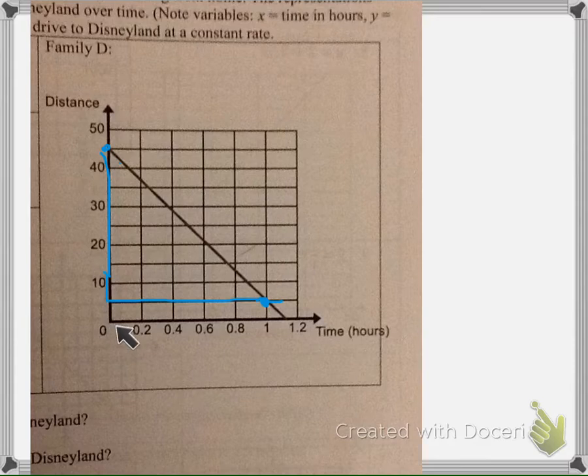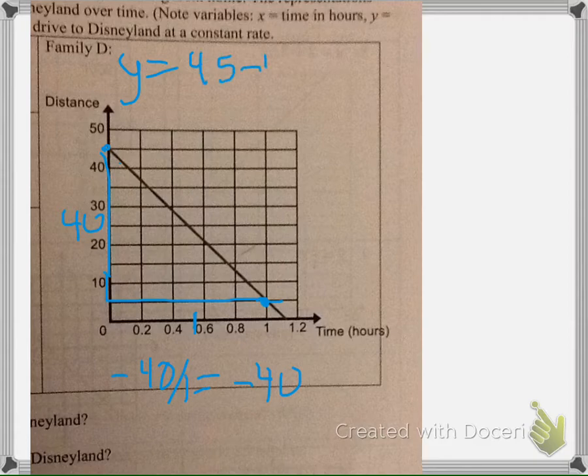So my x-axis is counting by 0.2 hours. So from 0 to here is 1 hour. 1, that's my run. And my rise, it looks like they're counting by 5. So starting here, 5, 10, 15, 20, 25, 30, 35, 40. And now I do rise divided by run. Gives me, and sorry, it's a negative 40. So the equation is y equals, their starting point is 45, minus 40x. So they live 45 miles away and they drive 40 miles per hour.